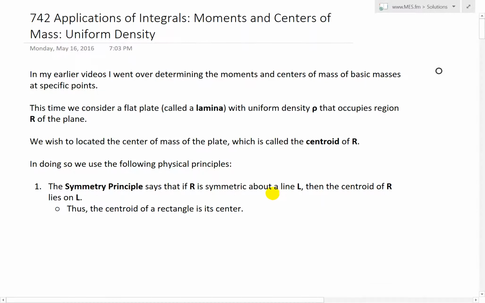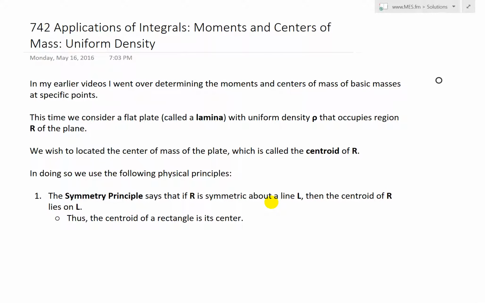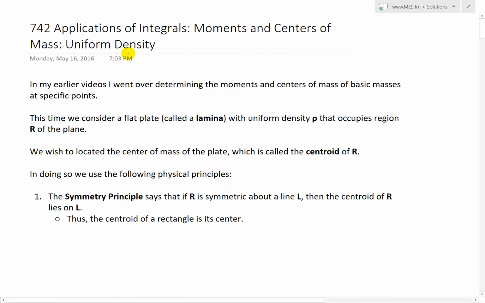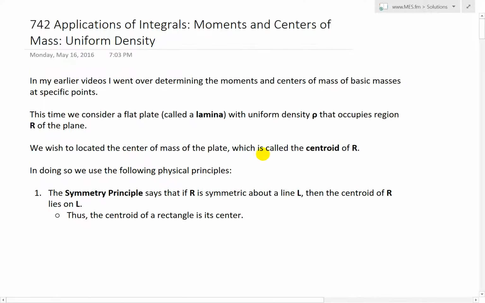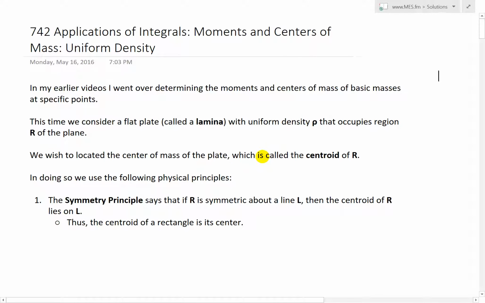Time to discuss further applications of integrals and further moments and centers of mass, which is part of the applications of integrals to physics and engineering video series that I've been going over lately. And now look at uniform density as opposed to mass at specific points. And again, make sure to watch my last couple of videos on moments and centers of mass, which I go over an introduction as well as a simple example.